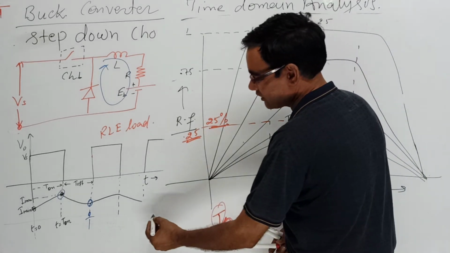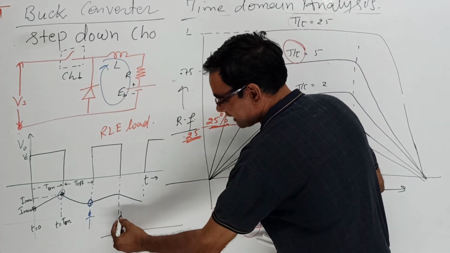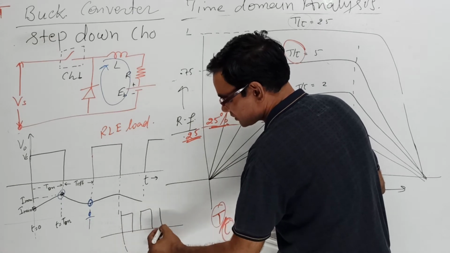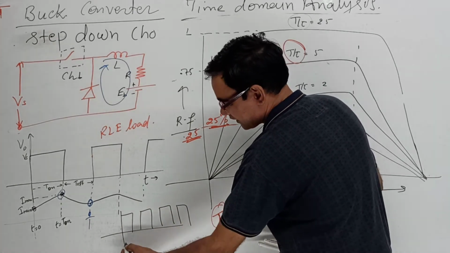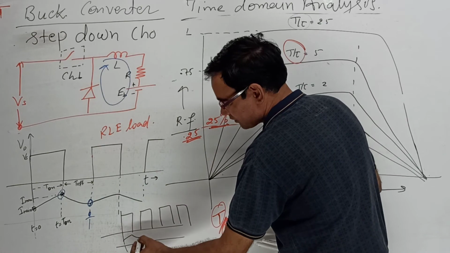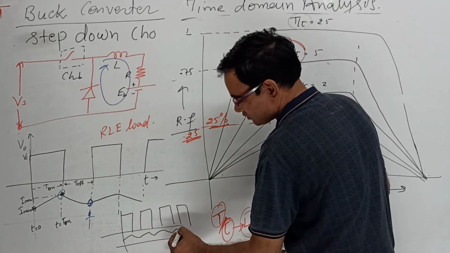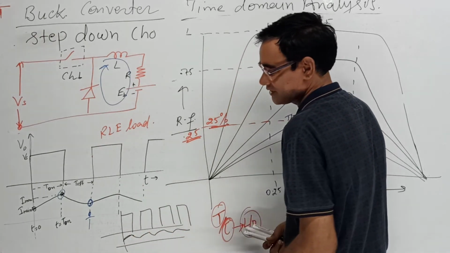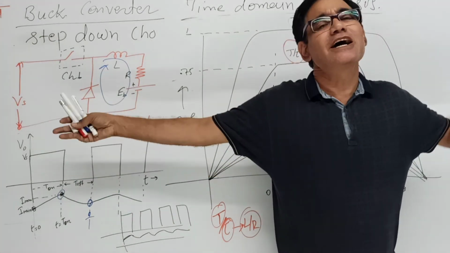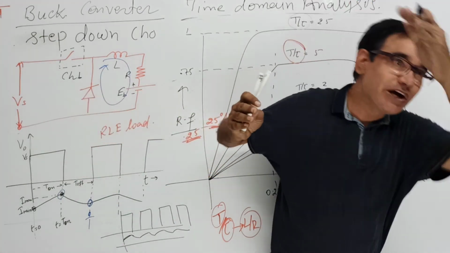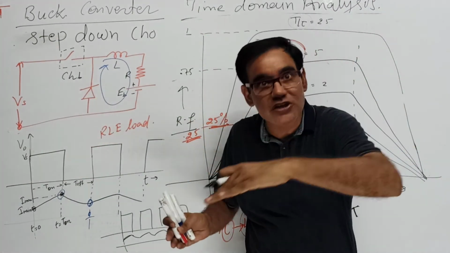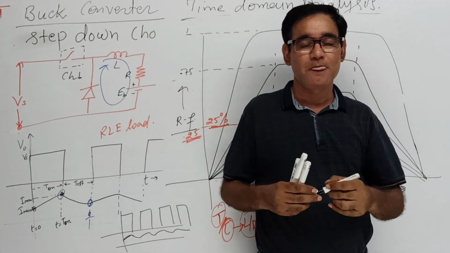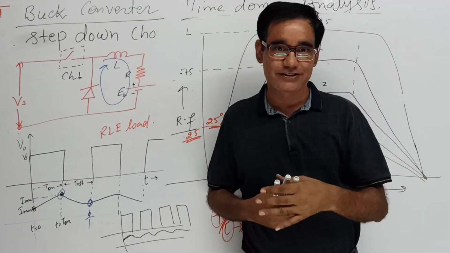If we take the gap between input and output smaller and smaller, then the variation in the current is small, so there is lesser variation. If the gap is higher, then the variation in the current is higher. So this is the analysis.